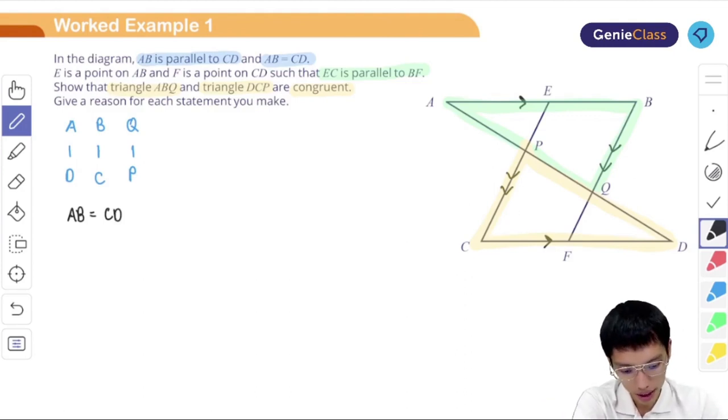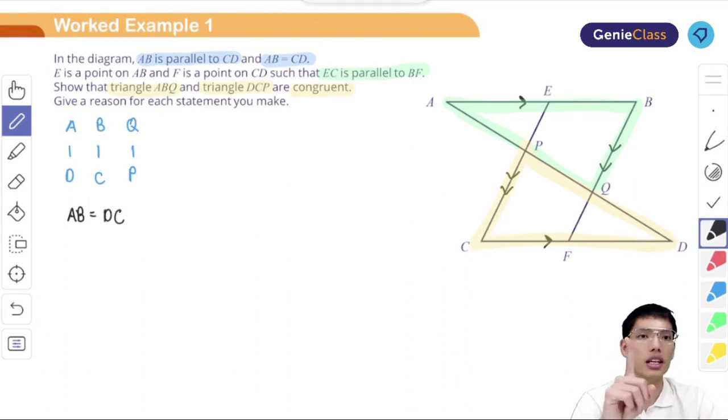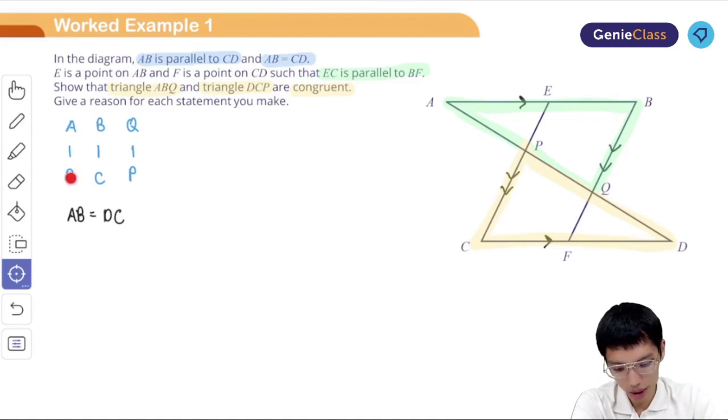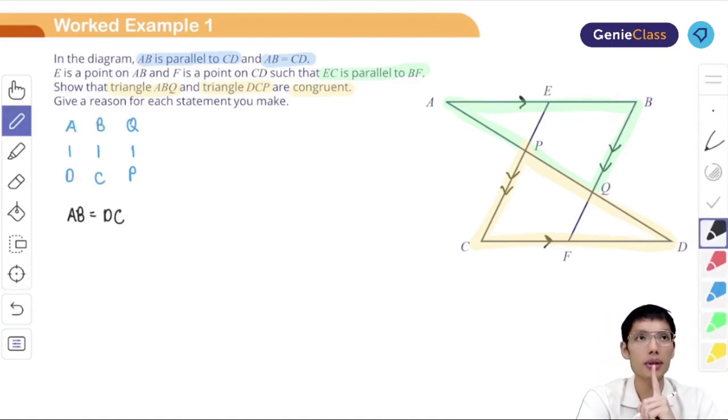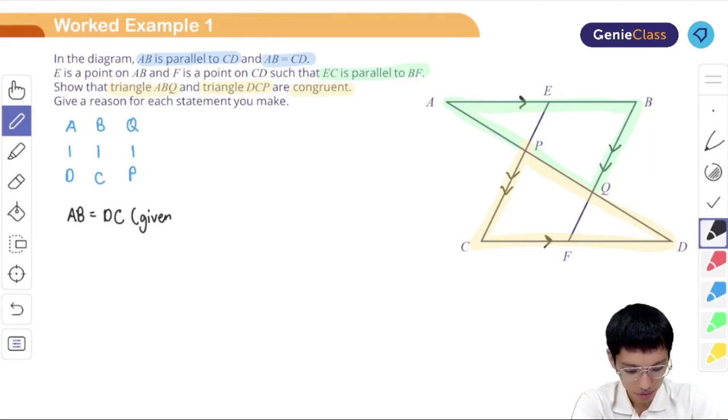AB is equals to CD. In fact, it corresponds there. Thing to take note, we cannot write CD. We have to write DC. Okay? Because A corresponds to D, B corresponds to C. AB is equals to DC. Very important. So that's the given side. So we have one side down.